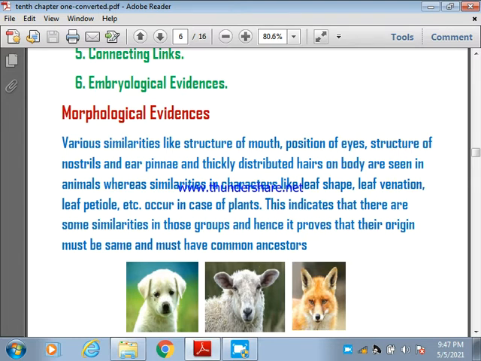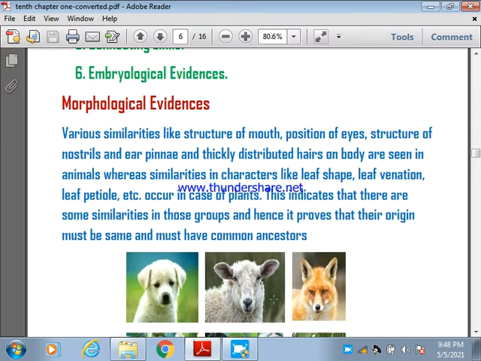See, the eye of these animals is here, at similar points, the same points also. Only the hairs are a little bit different. Here are also 2 ears, and this one also has 2 ears, and this one also 2 ears. Same mouth shapes. So according to this image, we can say the ancestor of all these animals will be same.